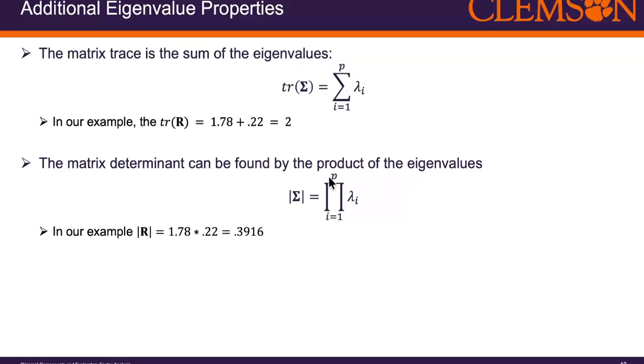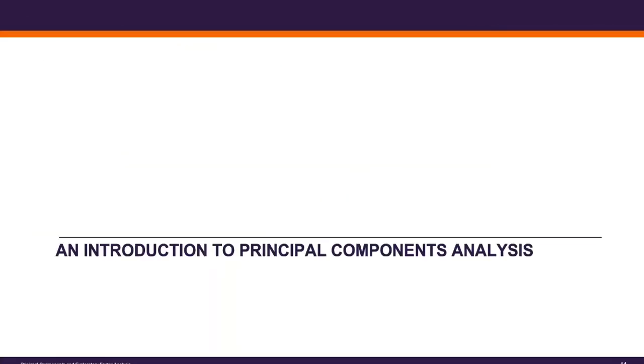And furthermore, the product of the eigenvalues gives us the determinant of the matrix. Now, the sum of the eigenvalues giving us the trace is what we use to describe how much variance is accounted for, and we'll see that in just a bit as well. So that spectral decomposition, eigenvalue and eigenvector, was an introduction to principal components analysis.